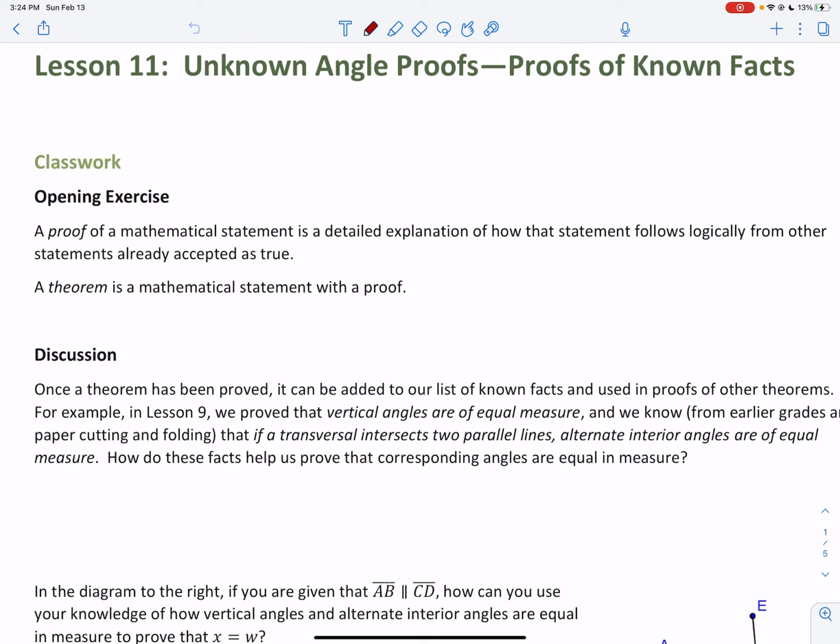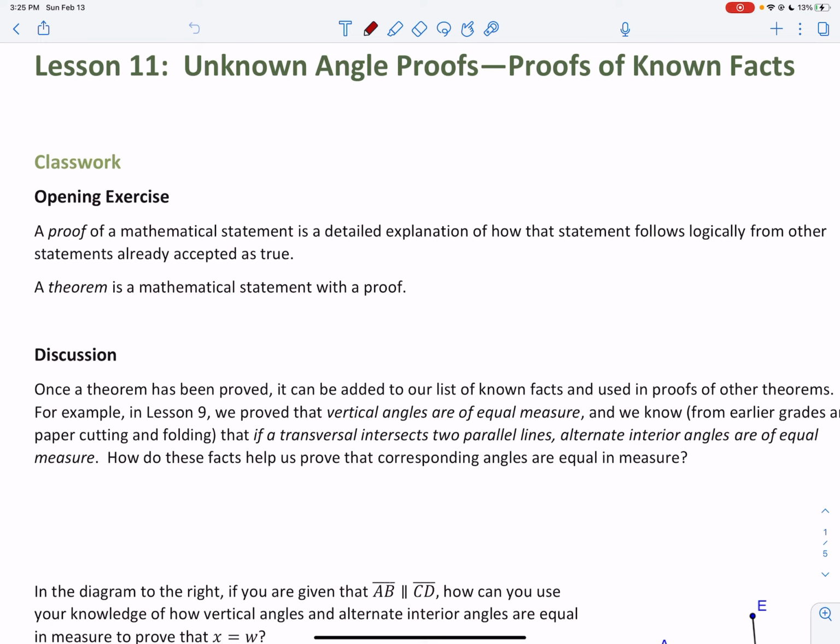So when we look at this, we have this long definition: a proof of a mathematical statement is a detailed explanation of how that statement follows logically from other statements already accepted as true. So if we know a bunch of true statements, either from axioms, which are things that are given, things that are always true, that it's pretty easy to look at and say, that's definitely true, or theorems. We use these true statements, these things that we have proven and know to be true, to prove other things.